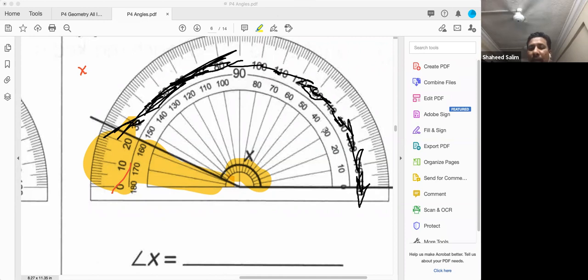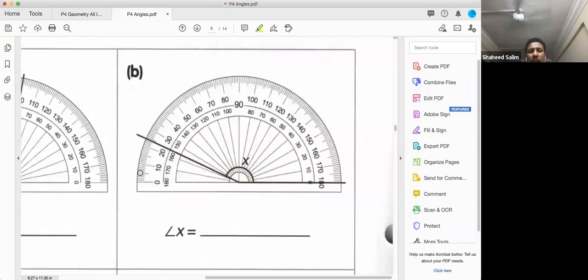10, 20, 30, 40, 50, 60, 70, 80, 90, 100, 110, 120, 130, 140, 150. So down here is 150, yeah? 151, 152. Oh, 150, 152, sorry. 153, 154, 155, 156. No one got it correct, but some got 155, very close.